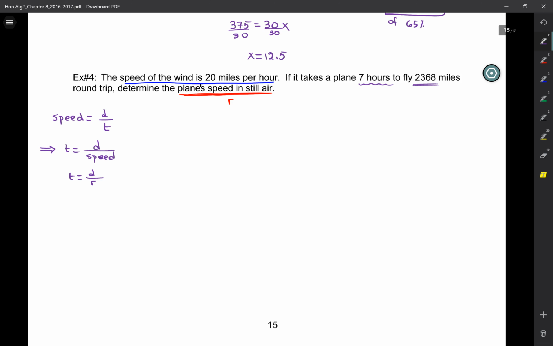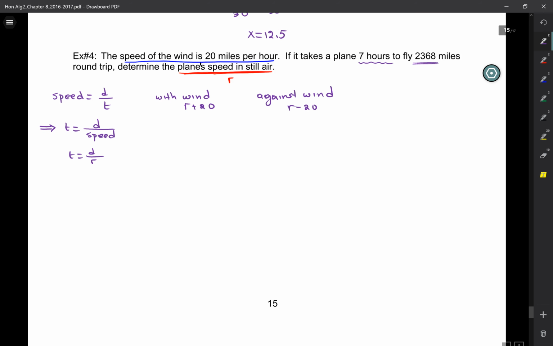Okay, so with the wind, the speed of the plane is R plus 20, because it's the speed of the airplane plus that of the wind. Against the wind, it's R minus 20. All right, so now let's make a little table for ourselves. So here we're going to have time with the wind. Here we're going to have time against the wind. And here we're going to have total time.